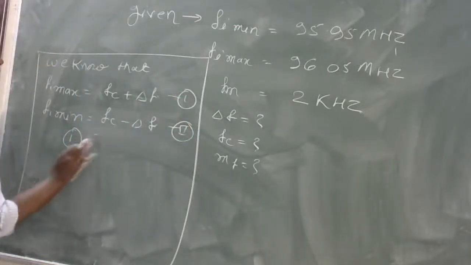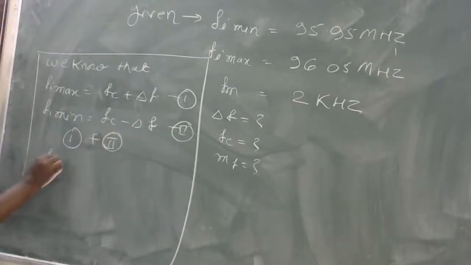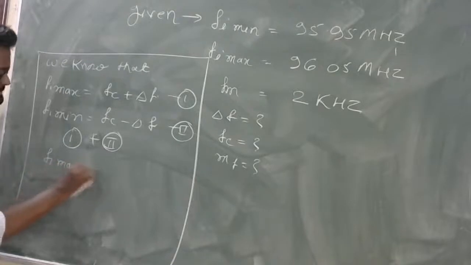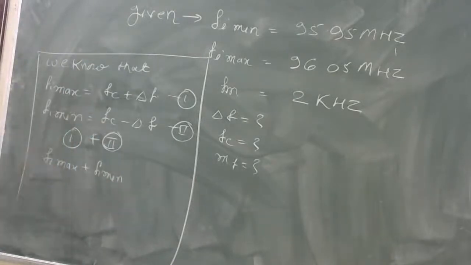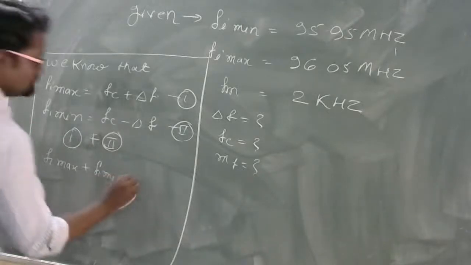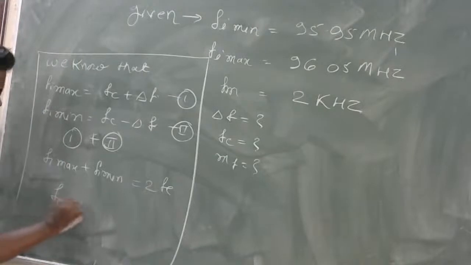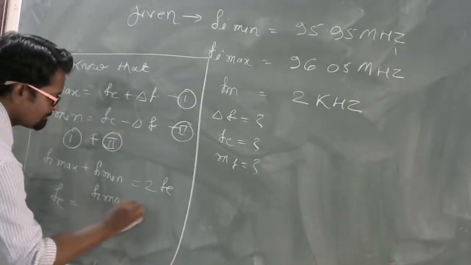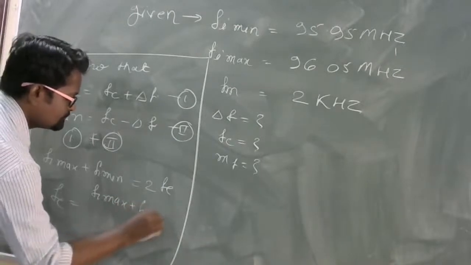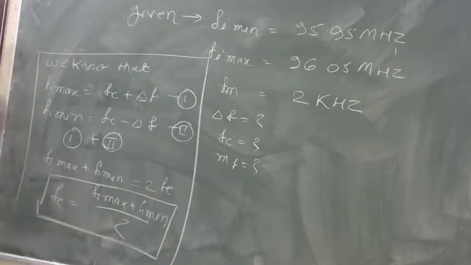Adding the two equations, what we will get? Fi max plus Fi min, equation number 1 plus 2. When these two are added, we will get 2 FC. So FC equals to Fi max plus Fi min divided by 2. So by using this relationship, you can easily calculate the value of the carrier frequency.